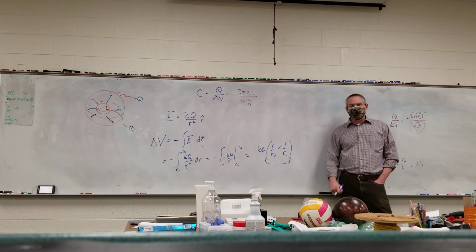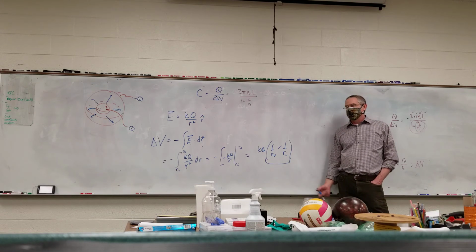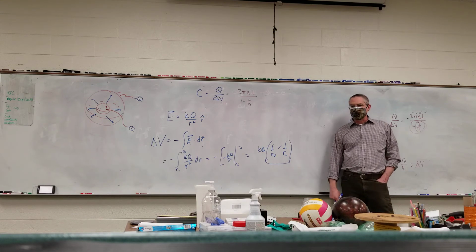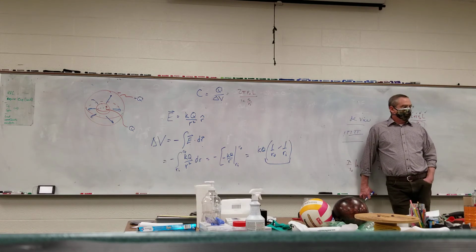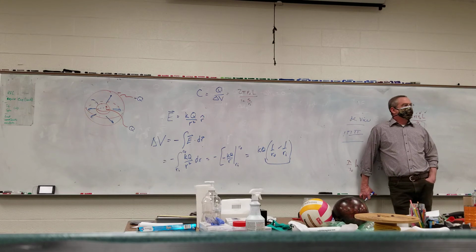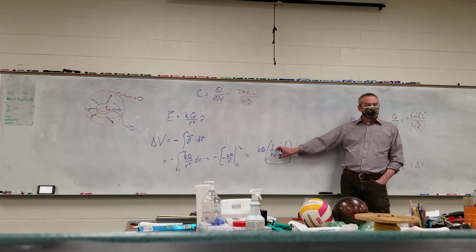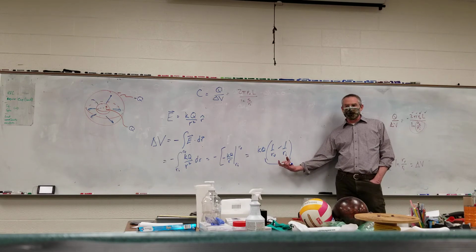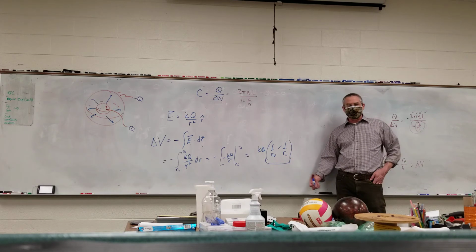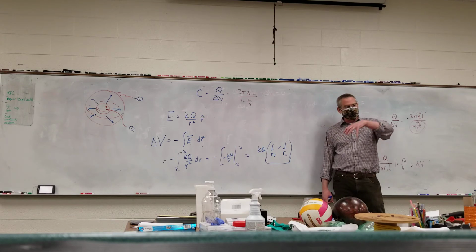Is this difference of fractions a positive or negative number? Why? I agree with that. But is 1 over R outer bigger than 1 over R inner? Yeah, this is a bigger number here, so the fraction is smaller. So this is a negative number, as we would expect, that the potential would decrease as you go from the positive to the negative side.